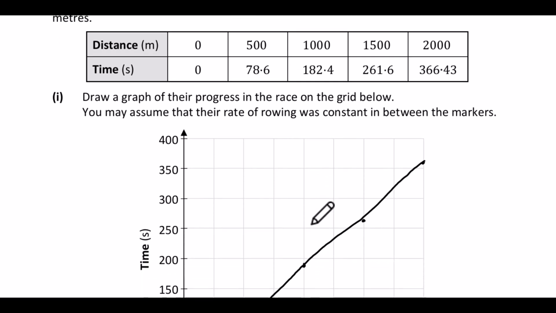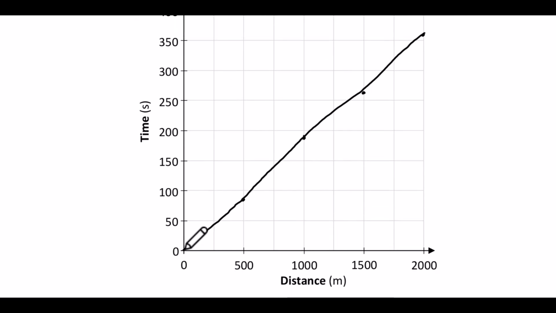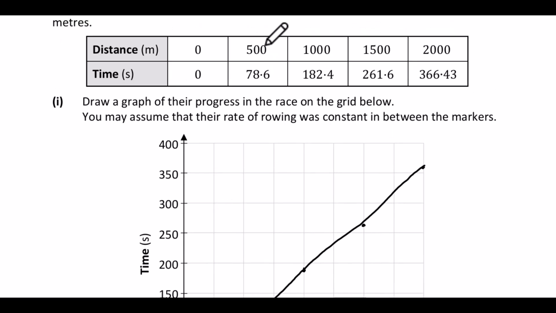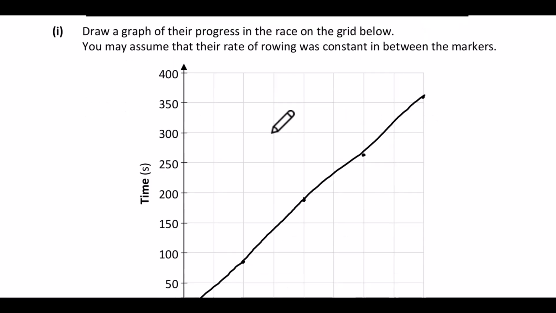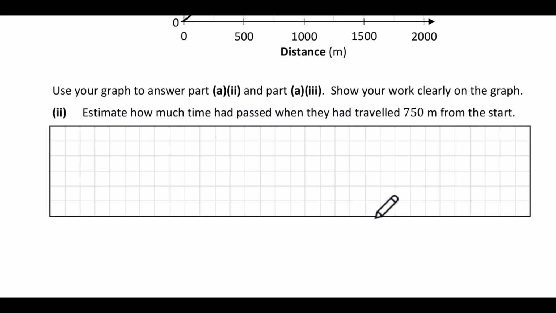So the first thing we have to do is just draw that graph. So I've done that already. So at 0, we're looking at 0 distance, at 0 time. At 500 meters, we're looking at 78.6. So I've done that here and here and here and so on. And I've connected them up. Use your graph to answer part A2 and part A3. Show your work clearly on the graph.